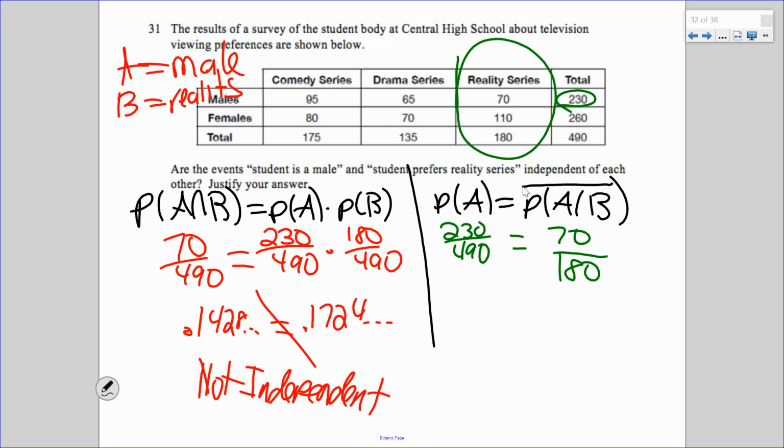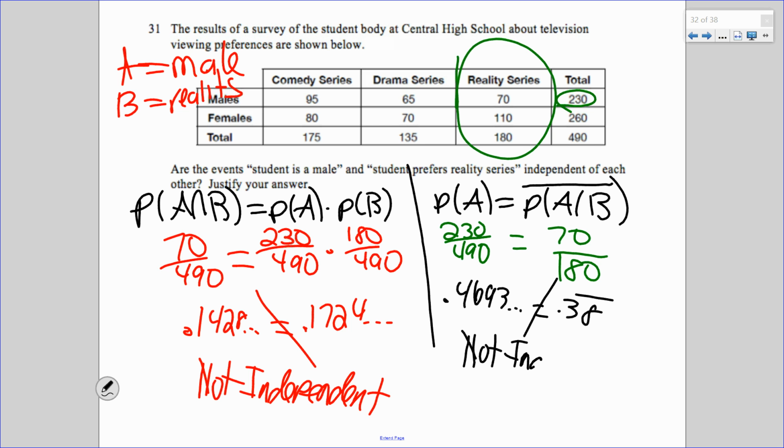My other side, 230 over 490, gives me 0.4693. My 70 over 180 is 0.38 repeating. No, they're not equal, not independent.